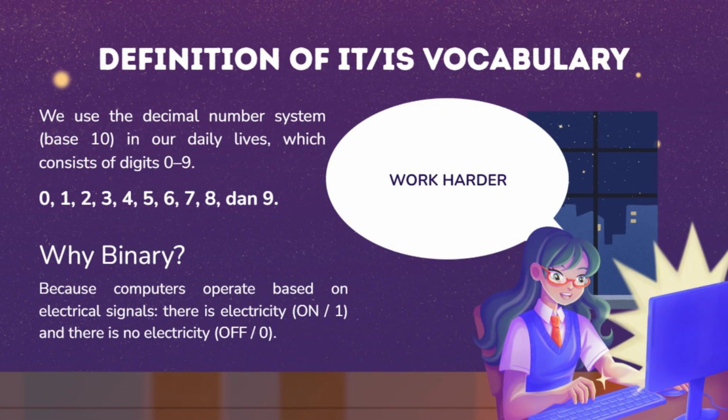We use the decimal number system, base 10, in our daily life, which consists of digits 0 until 9: 0, 1, 2, 3, 4, 5, 6, 7, 8, and 9. Why binary? Because computers operate based on electrical signals. There is electricity, on or 1, and there is no electricity, off or 0.